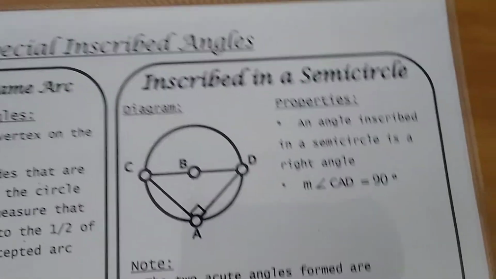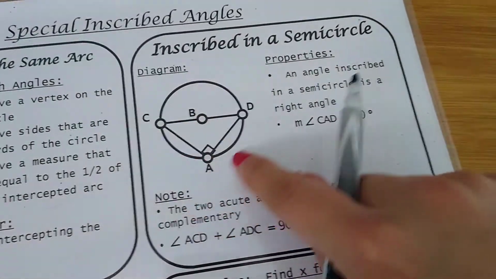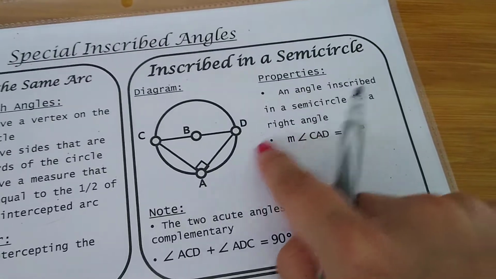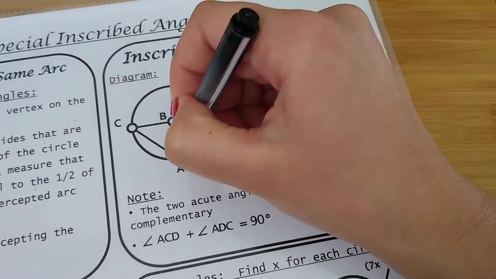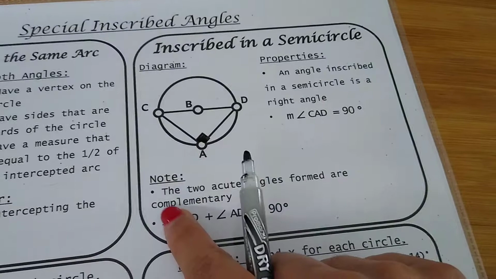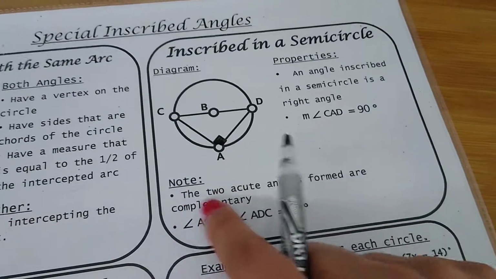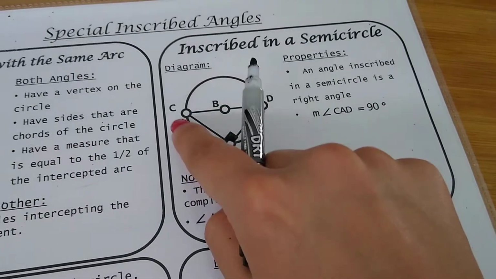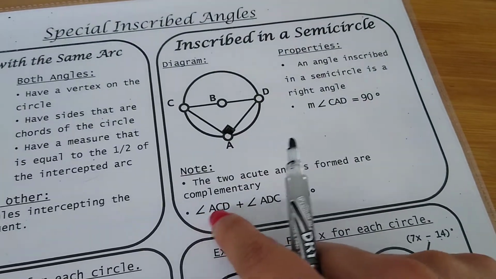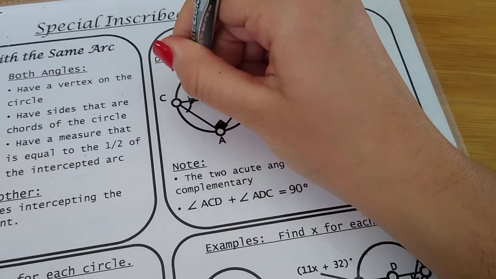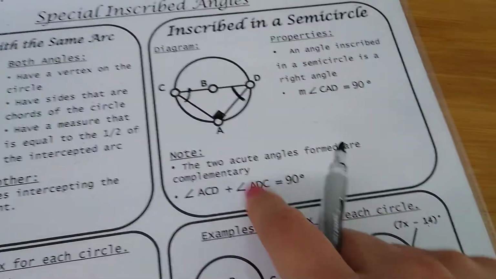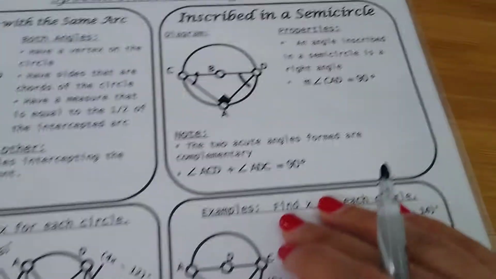Now we're going to move on to the angle inscribed in a semicircle. The property is that an angle inscribed in a semicircle is a right angle. So this is the right angle here. The measurement of angle CAD is equal to 90. And then they give us these things to keep in mind. The two acute angles formed are complementary. Remember, complementary means that their sum equals 90. The measurement of angle ACD, that's this one here, plus the measurement of angle ADC equals 90.